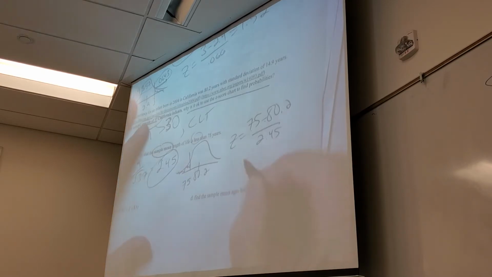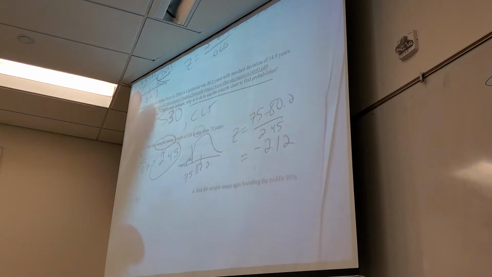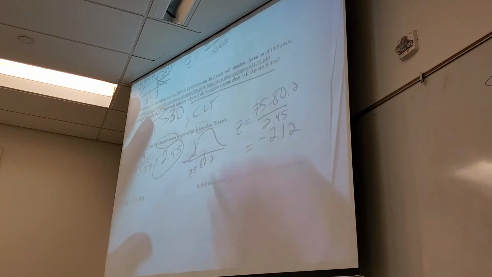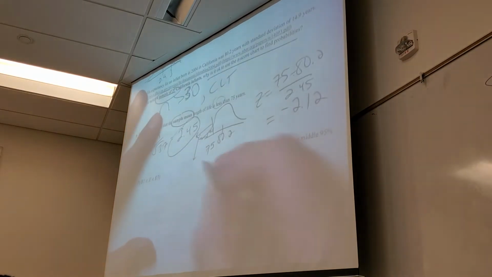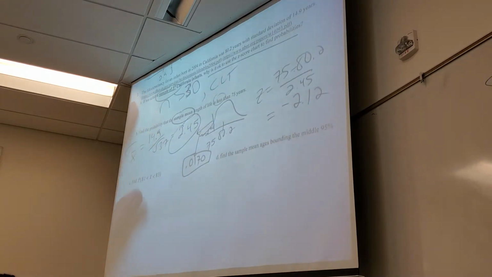What's that z-score there? Negative 2.12? 212? Okay. So if you look that up, you get the answer. And nobody wants to look it up. Okay. What is it? 0.0170. Okay. Coolness. So like a less than 2% chance that a sample of 37 California infants will have a lifespan of less than 75. Good Lord.